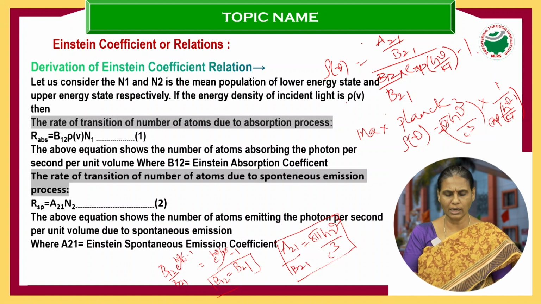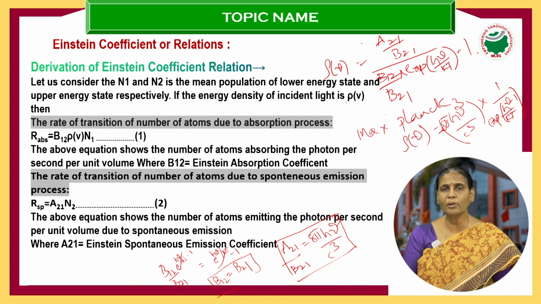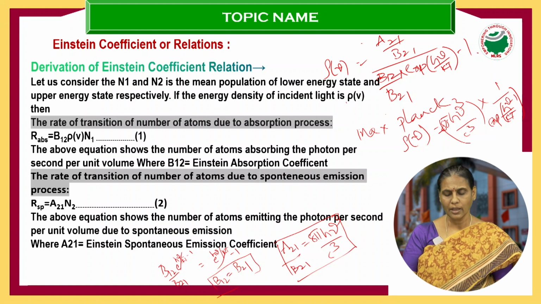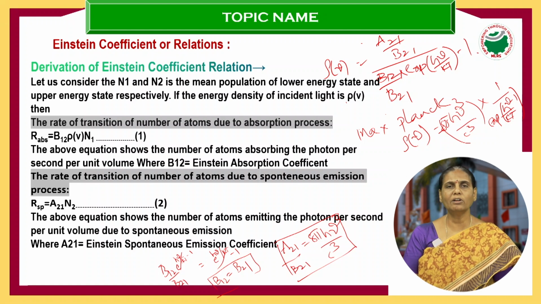These two equations, that is B12 is equal to B21. We can generally say that the number of transitions taking place, that is how many atoms are moving to a higher energy state, that many atoms have to also get de-excited to the lower energy state. That's why we are getting the equation B12 is equal to B21. Now going to this equation, A21 by B21, that is the Planck's equation which we have written, 8 pi h nu cube by c cube.